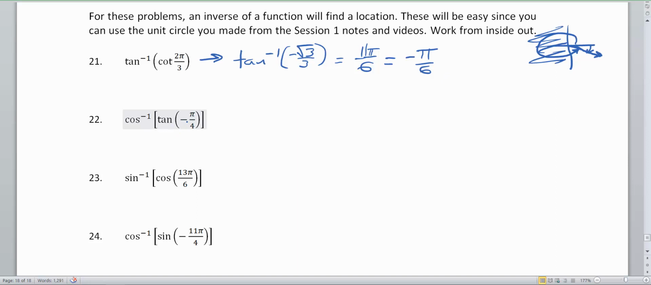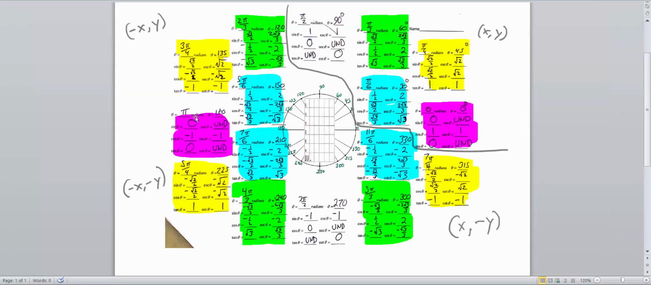All right, now let's do this problem. I guarantee this one will be a little bit easier. The inverse cosine of the tangent of negative pi over 4. All right, so first of all, let's go to negative pi over 4. Negative pi over 4 is not up here in the first quadrant. Negative pi over 4 is in the fourth quadrant. And at negative pi over 4, the tangent value is negative 1.